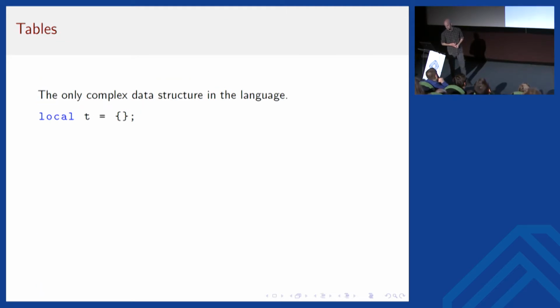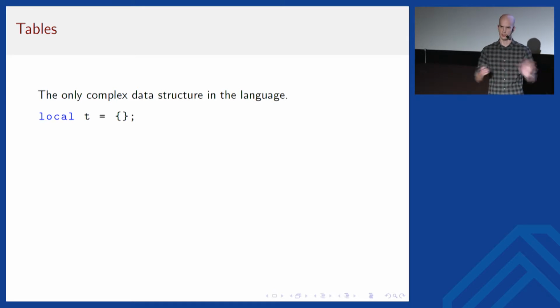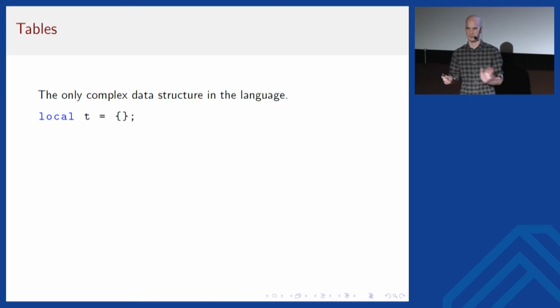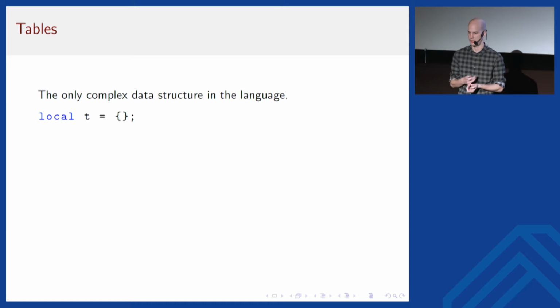With that, let's move on to the central data structure in Lua, which is tables. Somewhat surprisingly, Lua gets by with only a single type of complex data structure, which is tables, and almost everything in Lua is a table. As soon as you've understood tables, you've basically understood everything about the language. So what is a table? It's basically an associative array, if you're familiar with that term.